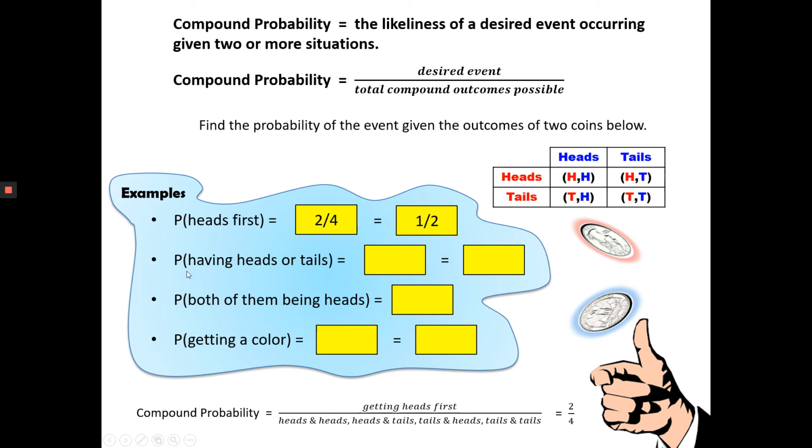All right, what's the probability of having heads or tails? Well, heads and tails is all of the possibilities. So the likeliness of getting heads or tails, it doesn't say first or second, so it could be either. That's going to be every possible option. The likeliness of you getting a heads or a tails, either first or second, is going to be 4 out of 4 every time.